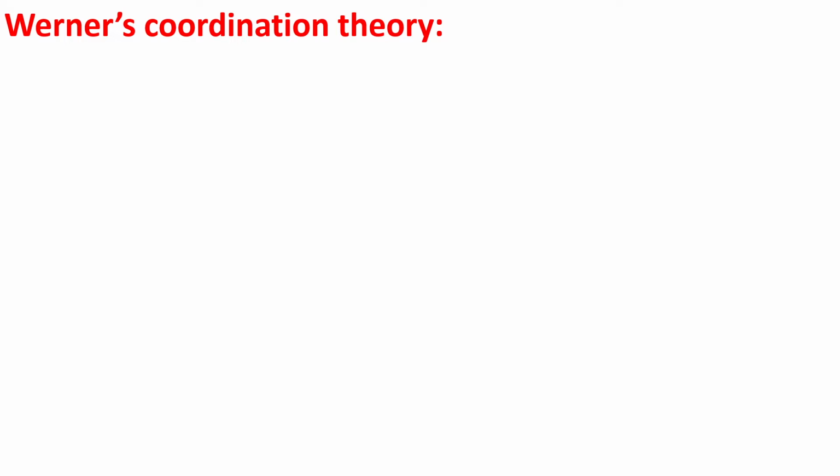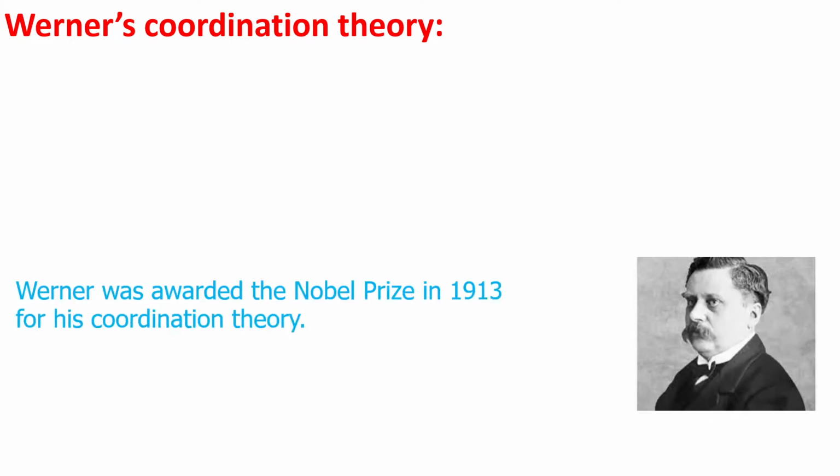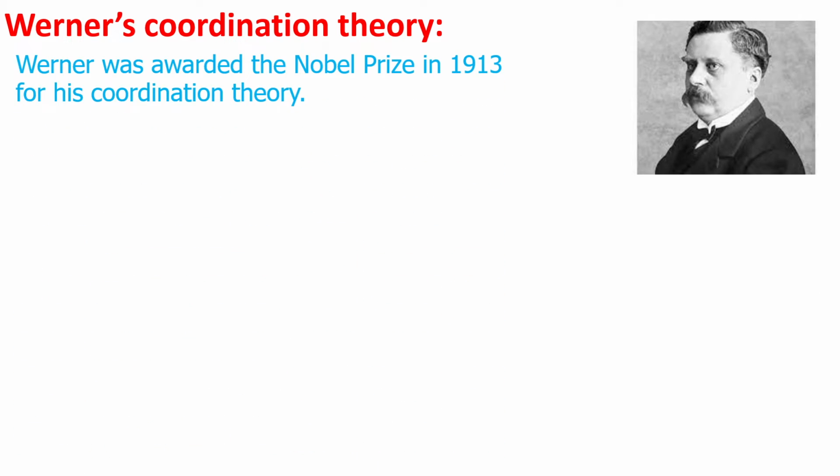So, Werner's coordination theory. Who was Werner first? Werner was a Swiss chemist who was awarded the Nobel Prize in 1913 for his coordination theory. He is considered the father of coordination chemistry. Okay, so how did he discover all this?